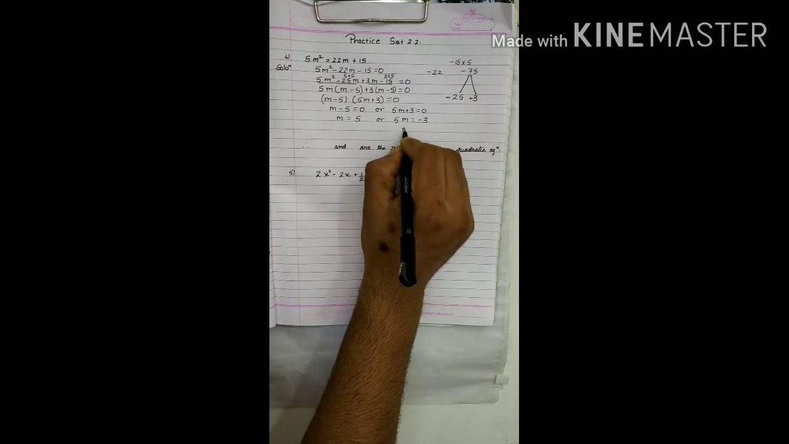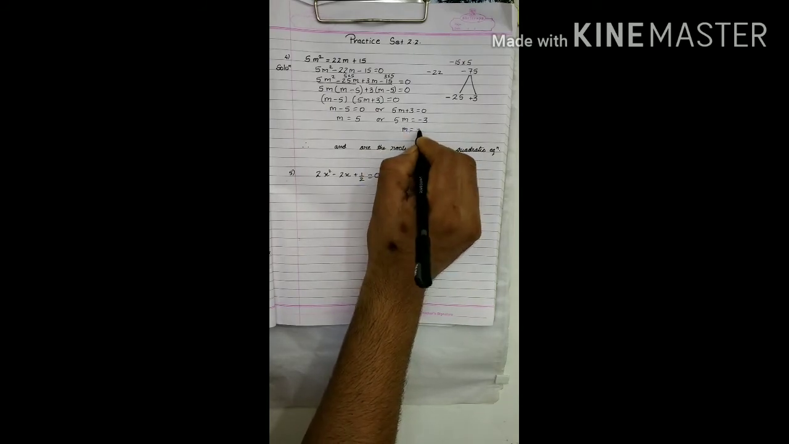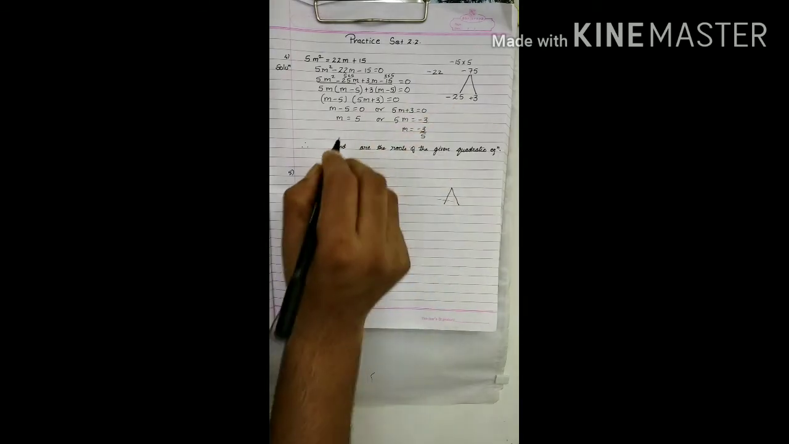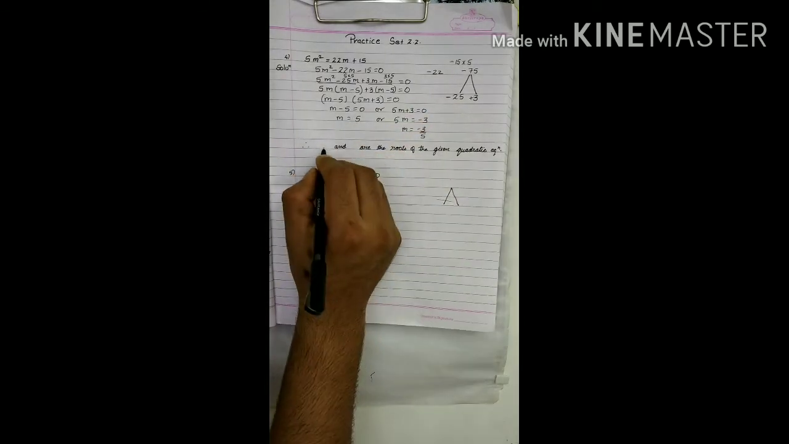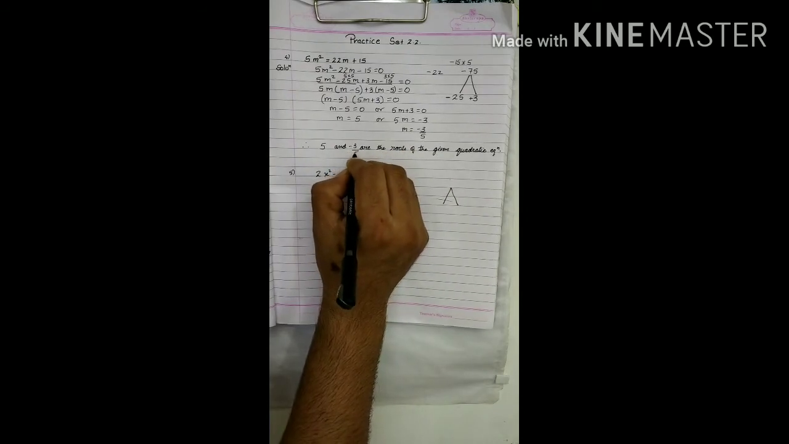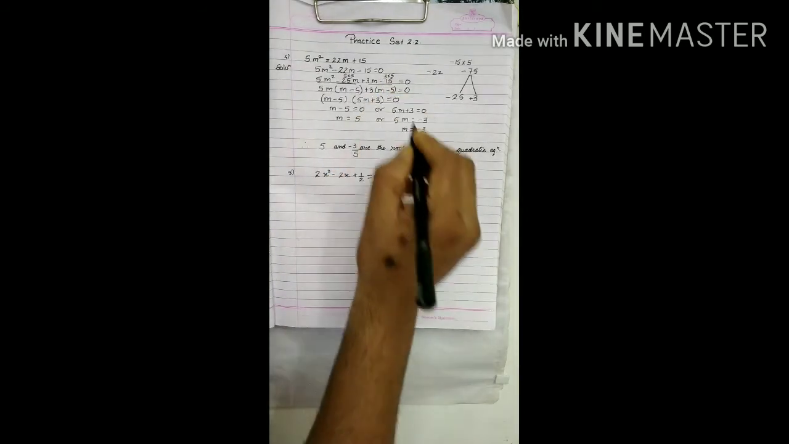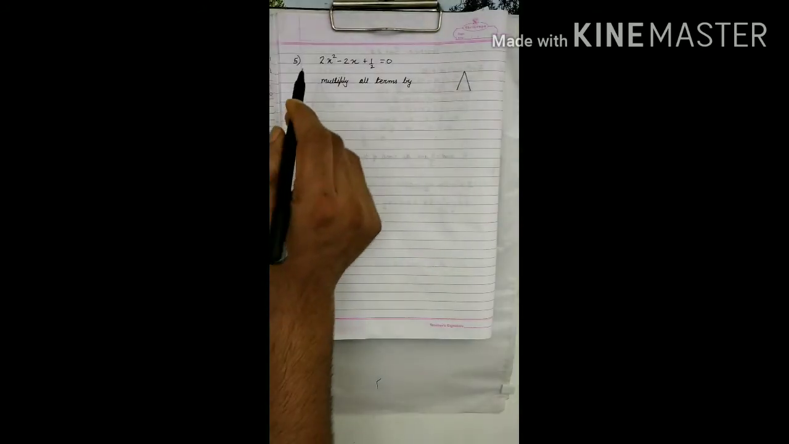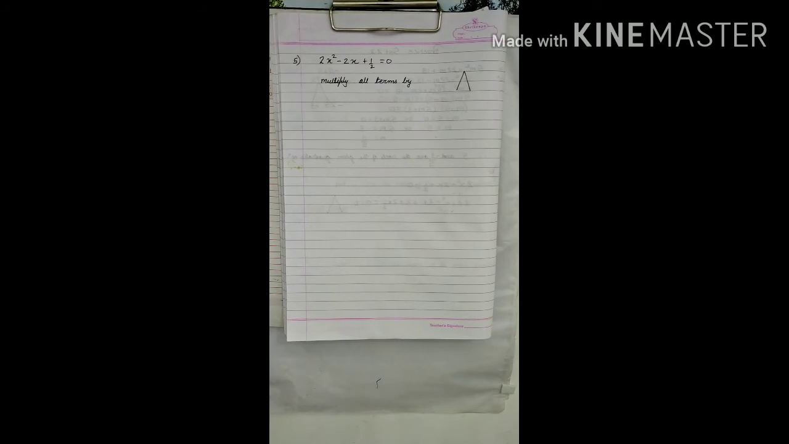5 into m. I need to take 5 to that side, so it is multiplication. That side it changes and becomes divide, or goes to the denominator. So I've got the roots. m is equal to 5 and m is equal to minus 3 by 5 are the roots or solution of the given quadratic equation. Now let us solve the fifth example from the same exercise.